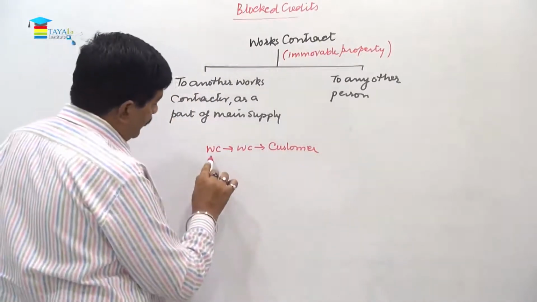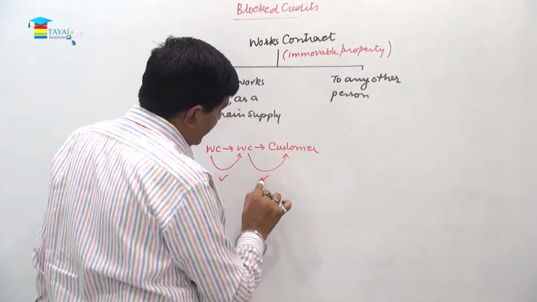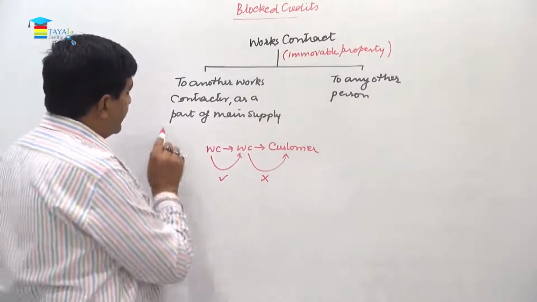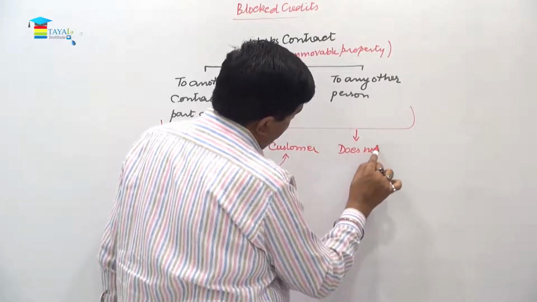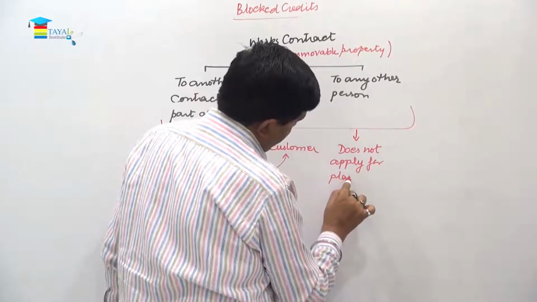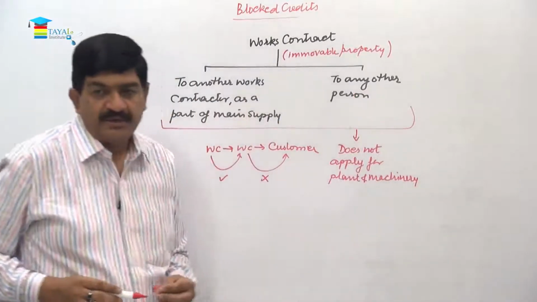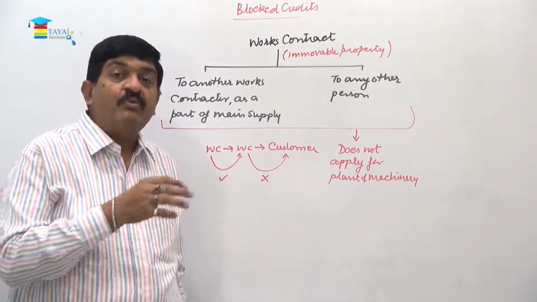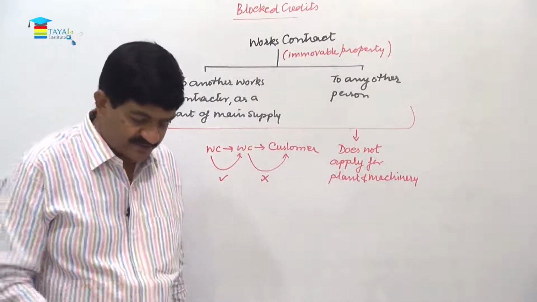So in this case, from one works contractor to another works contractor, credit is available, but from the works contractor to the customer, credit will not be available. But this is in relation to immovable property, and it doesn't apply to plant and machinery, because when plant and machinery is fitted with the earth or attached to immovable property, that also becomes immovable property, but these provisions will not be applicable in that case.